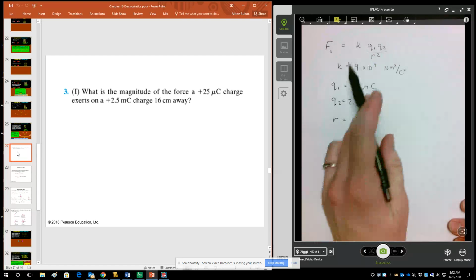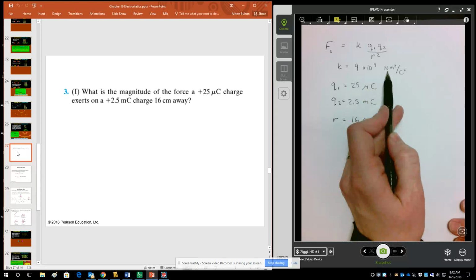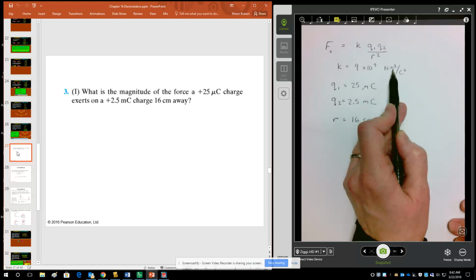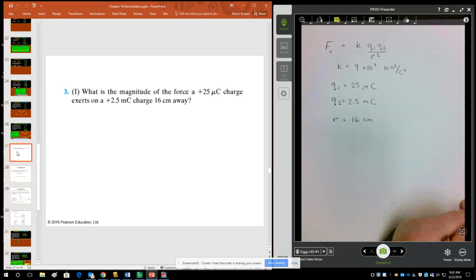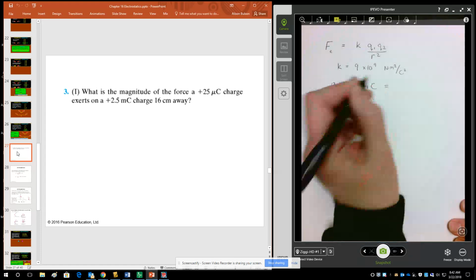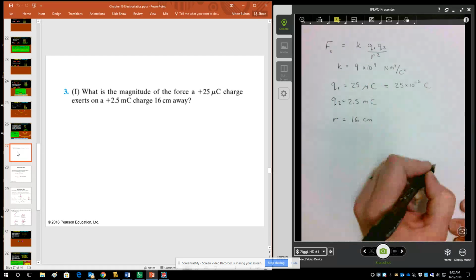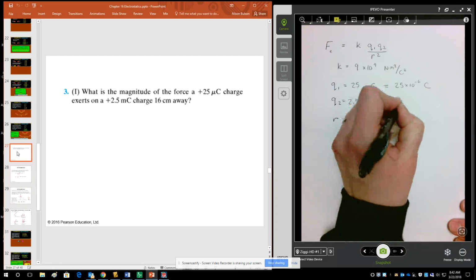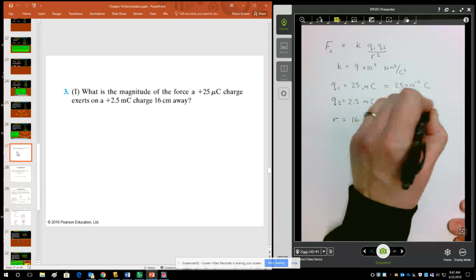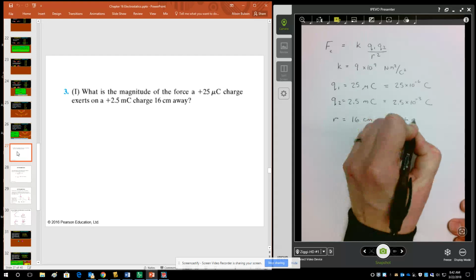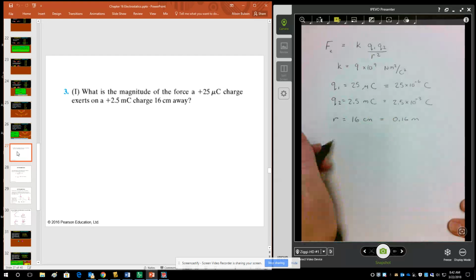So before I complete calculations, I need to rectify that. If I want my answer to be in newtons, I've got to use meters for distance, and I've got to use coulombs for charge. So microcoulomb, 25 times 10 to the negative 6 coulomb. Millicoulomb, 2.5 times 10 to the negative 3 coulomb. Distance, 0.16 meters. And now I can proceed with the calculation.